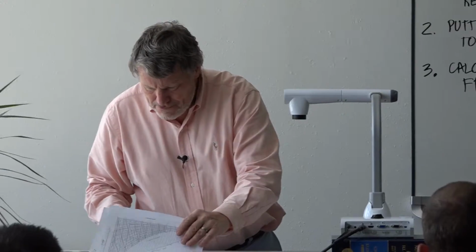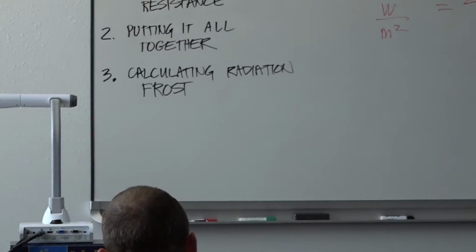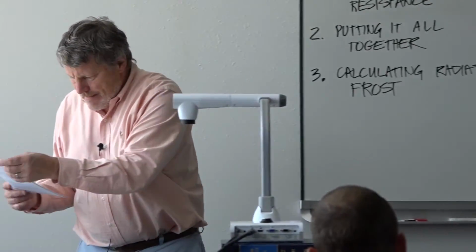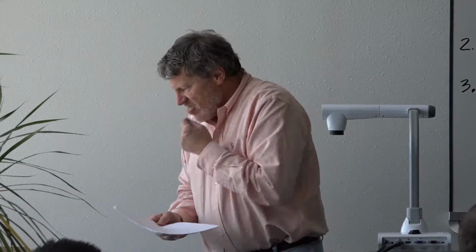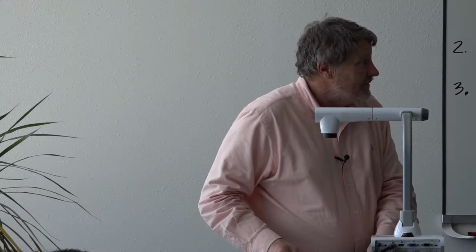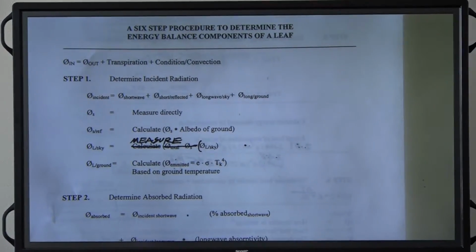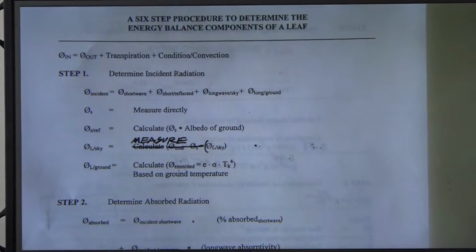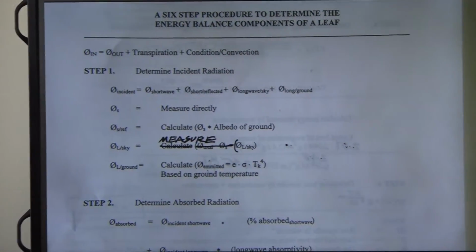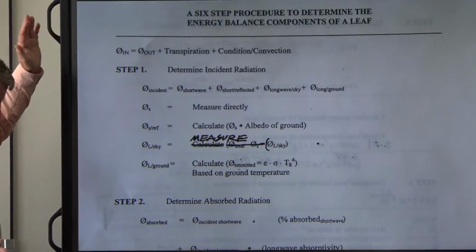I have another handout. This is a two-sided handout. This is entitled A Six-Step Procedure to Determine Energy Balance Components in a Leaf. So it's all in one page.